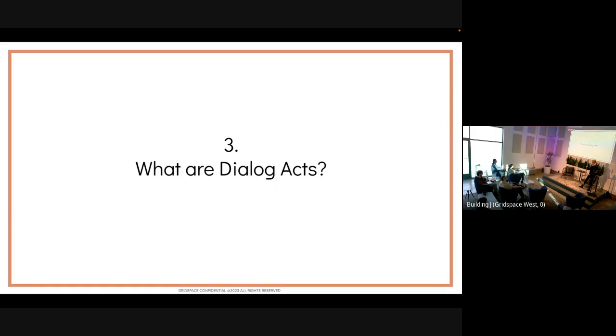Cool. So that's a brief overview of how we might represent emotion. Any questions, concerns, emotions? No?